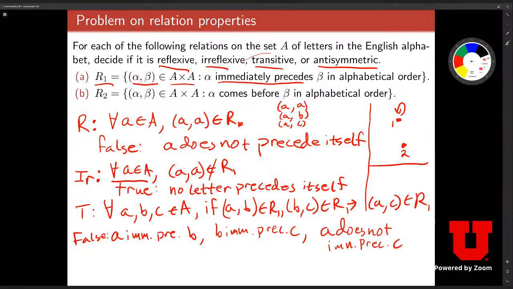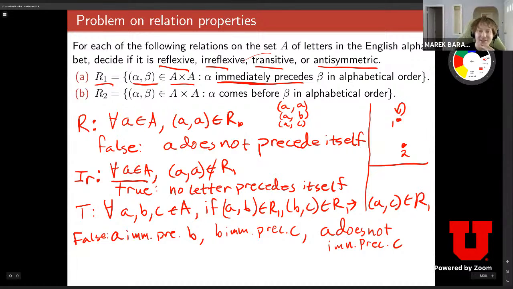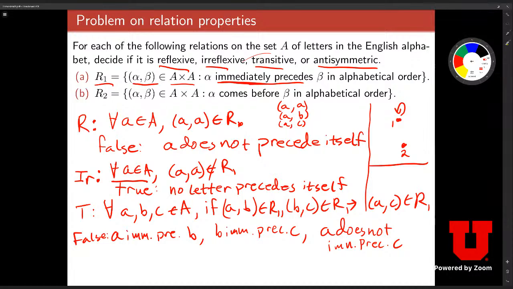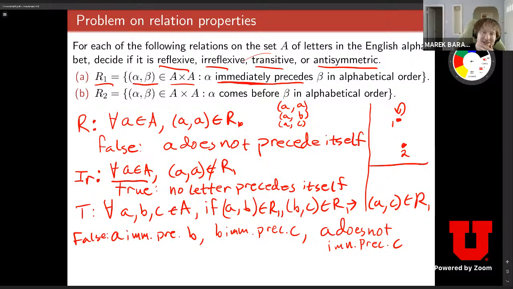But then we just said that this is not transitive? But doesn't A come before C? So isn't that kind of true? Oh, wait, that was about preceding. Yeah, it's immediately precede. So only B immediately precedes C.